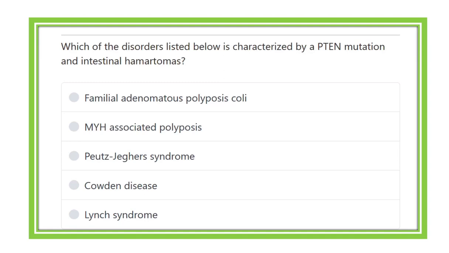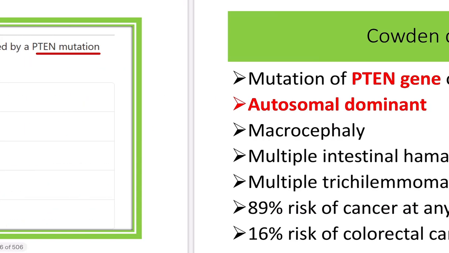Which of the disorders listed below is characterized by PTEN mutation and intestinal hamartoma? So these two points are important. One is the PTEN gene mutation, and another one is the intestinal hamartoma. So what may be the cause? Here the options are familial adenomatous polyposis coli, MUTYH-associated polyposis, Peutz-Jeghers syndrome, Cowden disease, and Lynch syndrome.